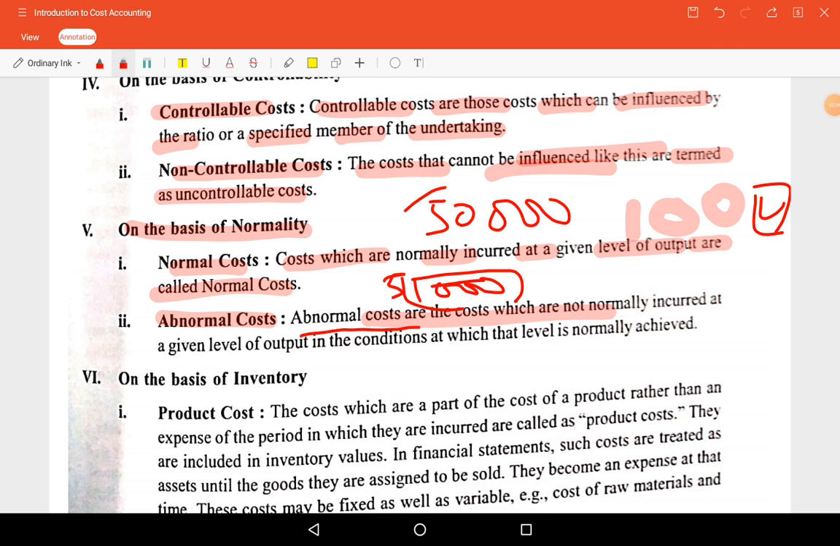Abnormal costs are the costs which are not normally incurred at the given level of output, due to some other reason or unavailability, so costs increased. So it is called abnormal cost, costs which are beyond the normal.